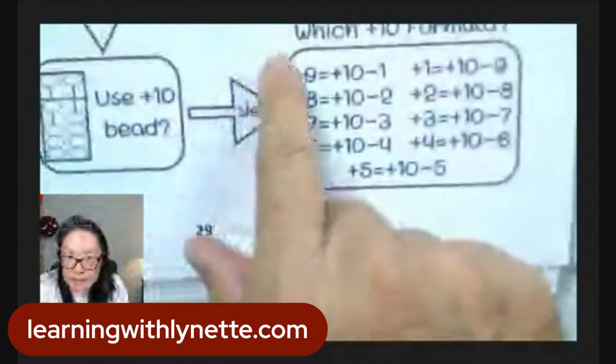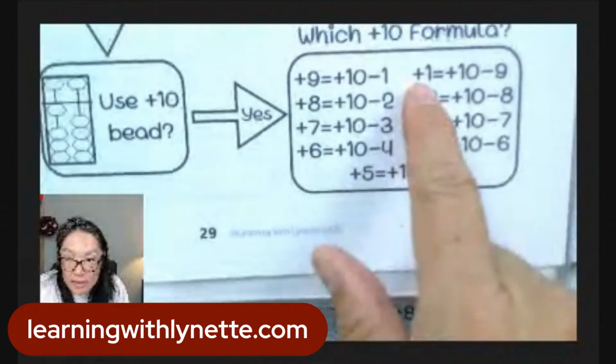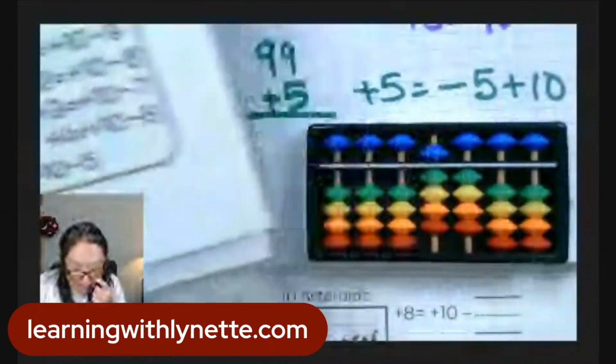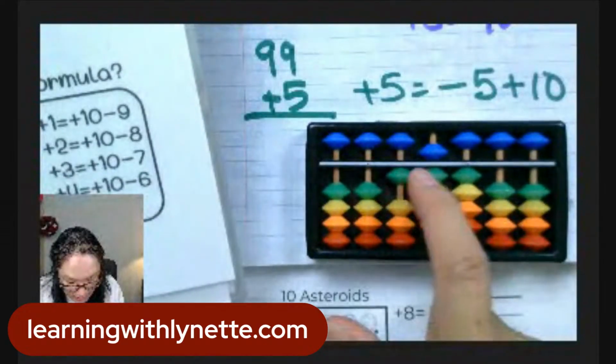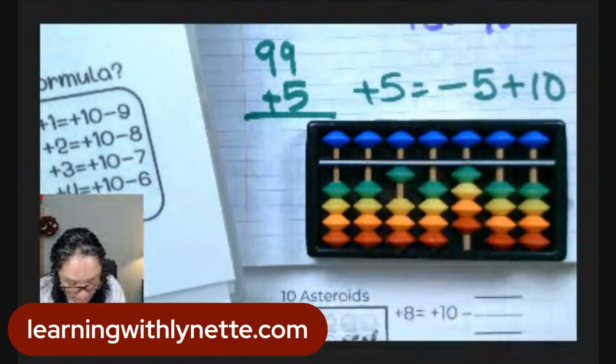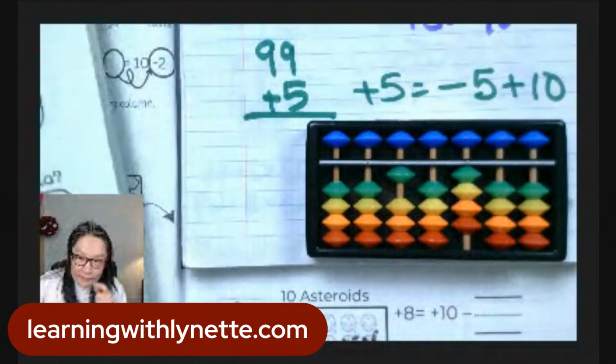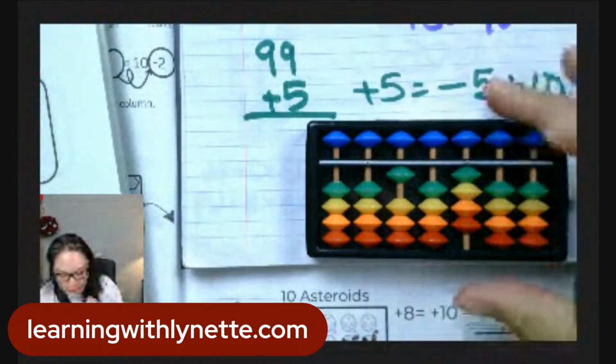The other way is plus the 1 is equal to plus the 10 minus the 9. So I'm going to plus the 10 minus the 9. So my final answer is 104. Did that make sense?